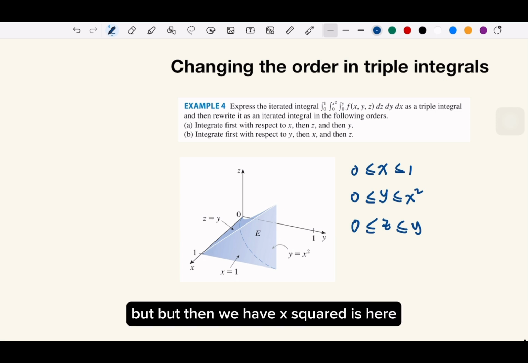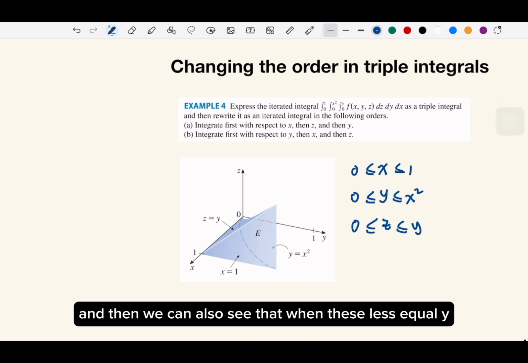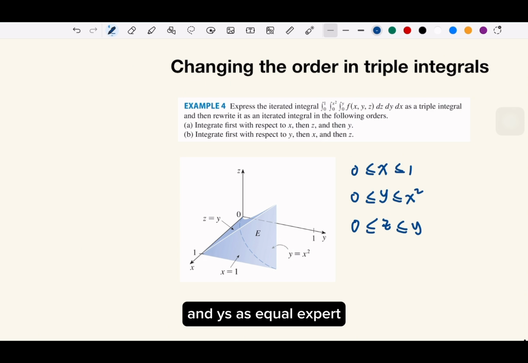But then we have x squared here, so we need to make the line z equal 1, which is here. We need to move it out and then take x from 0 to 1. And then we can also see that when z is less than or equal to y and y is less than or equal to x squared, if we check with some numbers from 0 to 1, this will precisely land on this line.